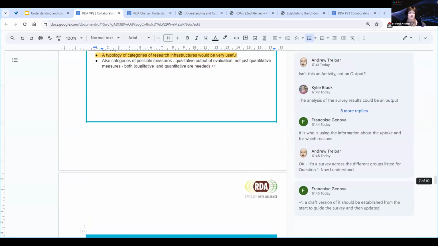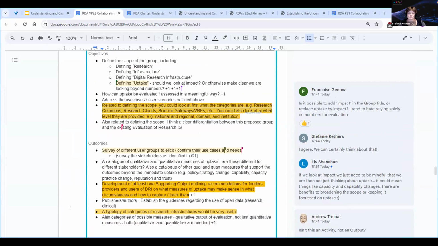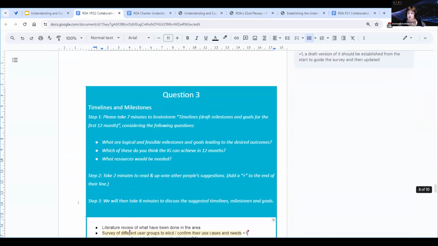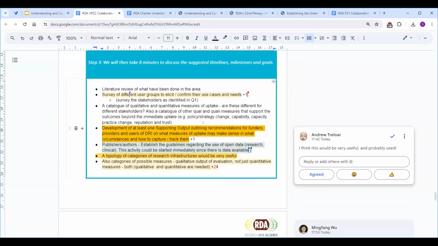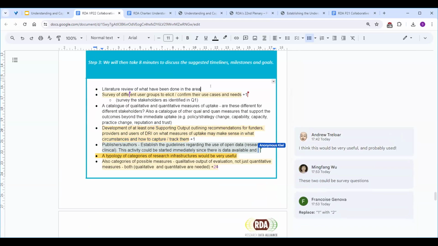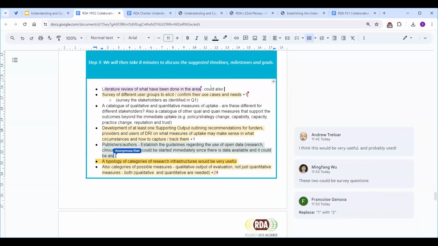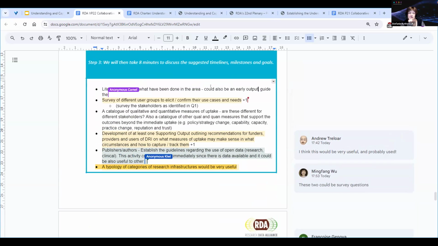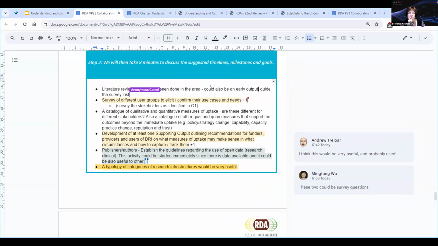Would that be an early output, you think, or an early thing to do? I think it might be useful because, based on that material, we can design the survey and have an idea of what we can draw from what has already been done, and then try and address some of the gaps or build on what we think is good that's gone before. Yep, that makes sense. So, okay, thanks to whoever's writing that.